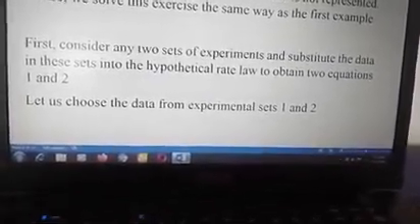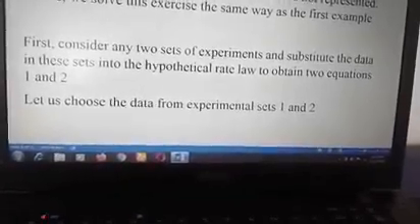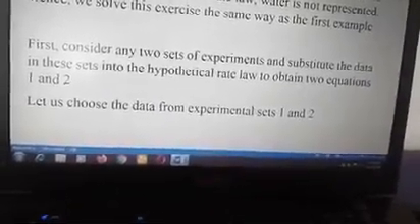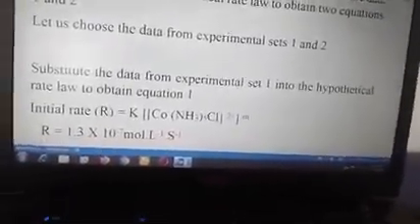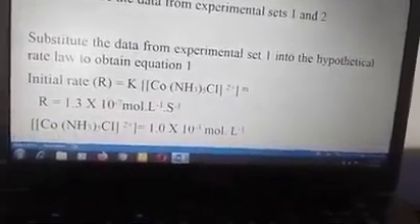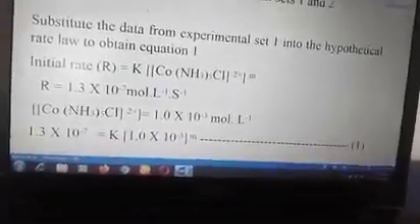So here we're not keeping anything constant because we only have one substance in the experimental table. So we choose any two data of our own convenience, for example, experiment 1 and 2. So we substitute the data from experiment set 1 into the hypothetical rate law to obtain equation 1. The rate law is given as K, cobalt complex raised to power M.